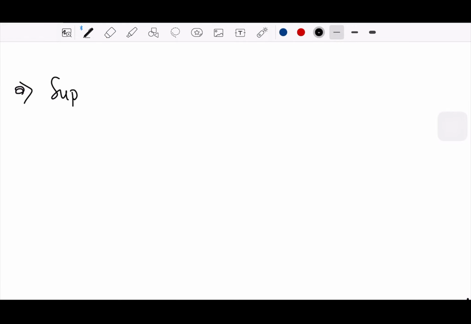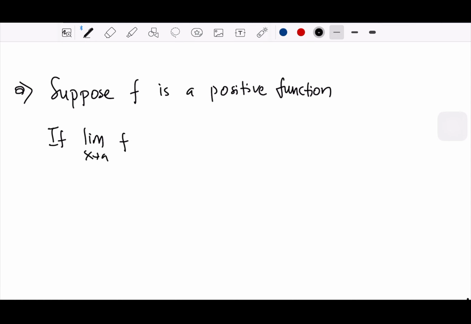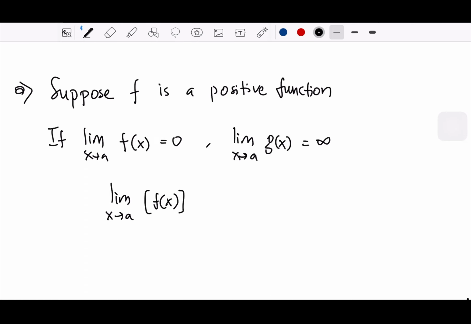Suppose f is a positive function. Positive function means it's always positive. And the limit of this f is 0, and we have another function g, and the limit of g is infinity. So when we take this limit and make it f of x to the power of g of x, we find the form 0 to the power of infinity, right?